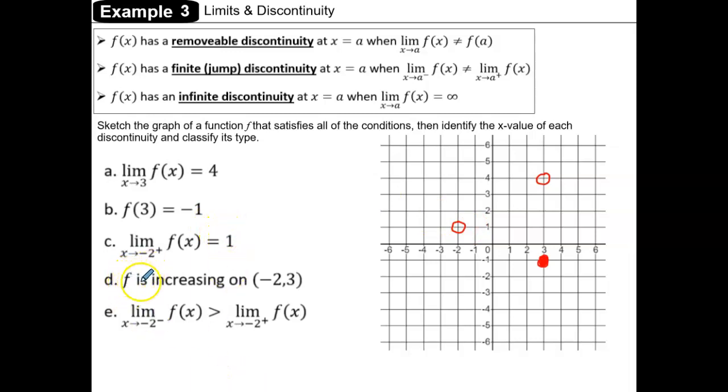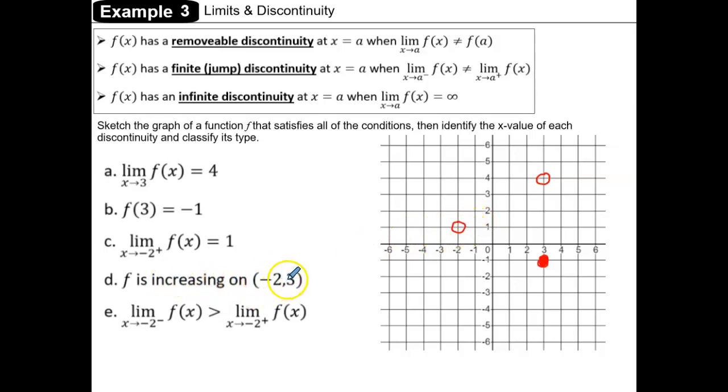Now D says that the function is increasing on the interval -2 to 3 non-inclusive. So these are x values, remember, for intervals of increasing, decreasing, and constant. And since we're increasing on this interval -2 to 3, that means this point is going to connect with this point, right? It's not going to connect with the closed circle at (3, -1), because then I would be decreasing and f has to be increasing on that interval.